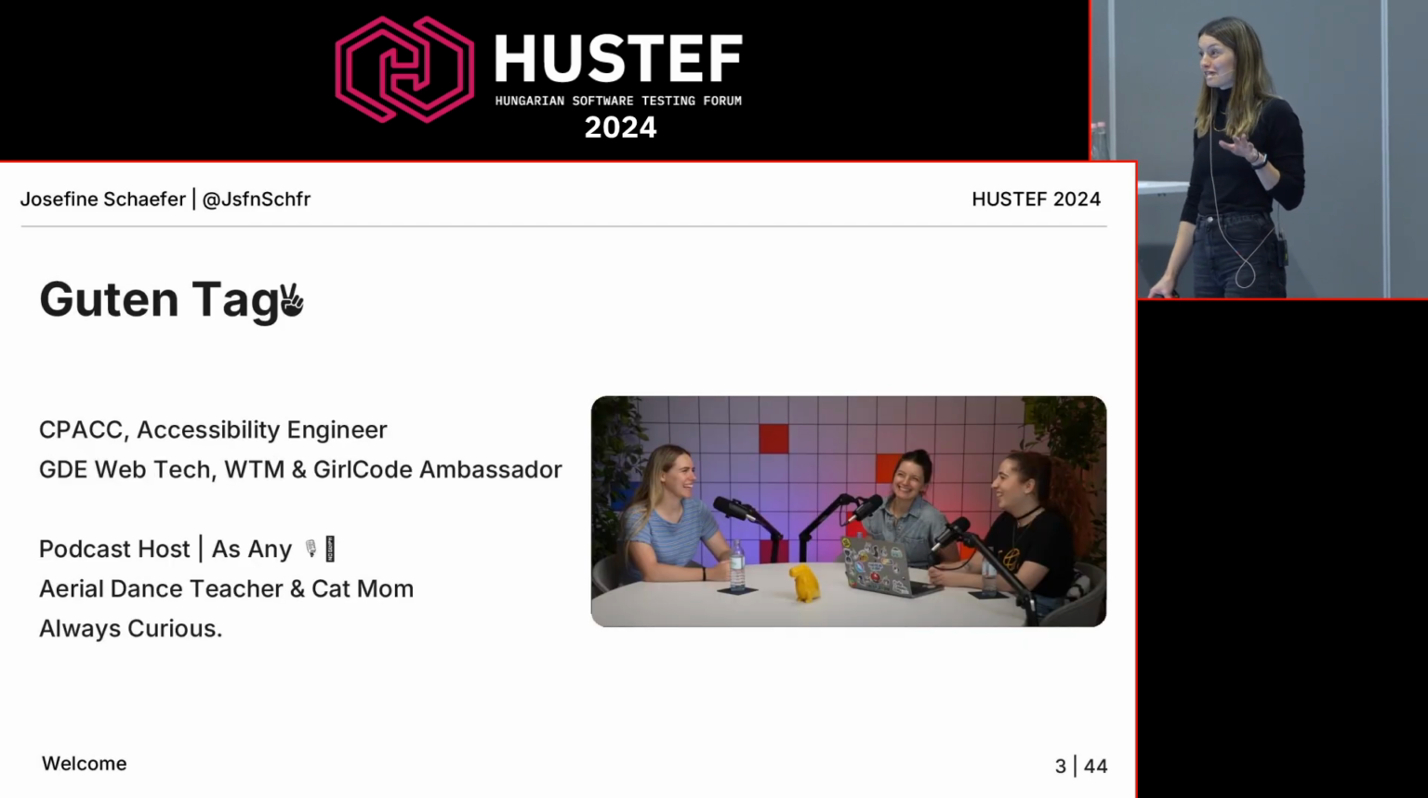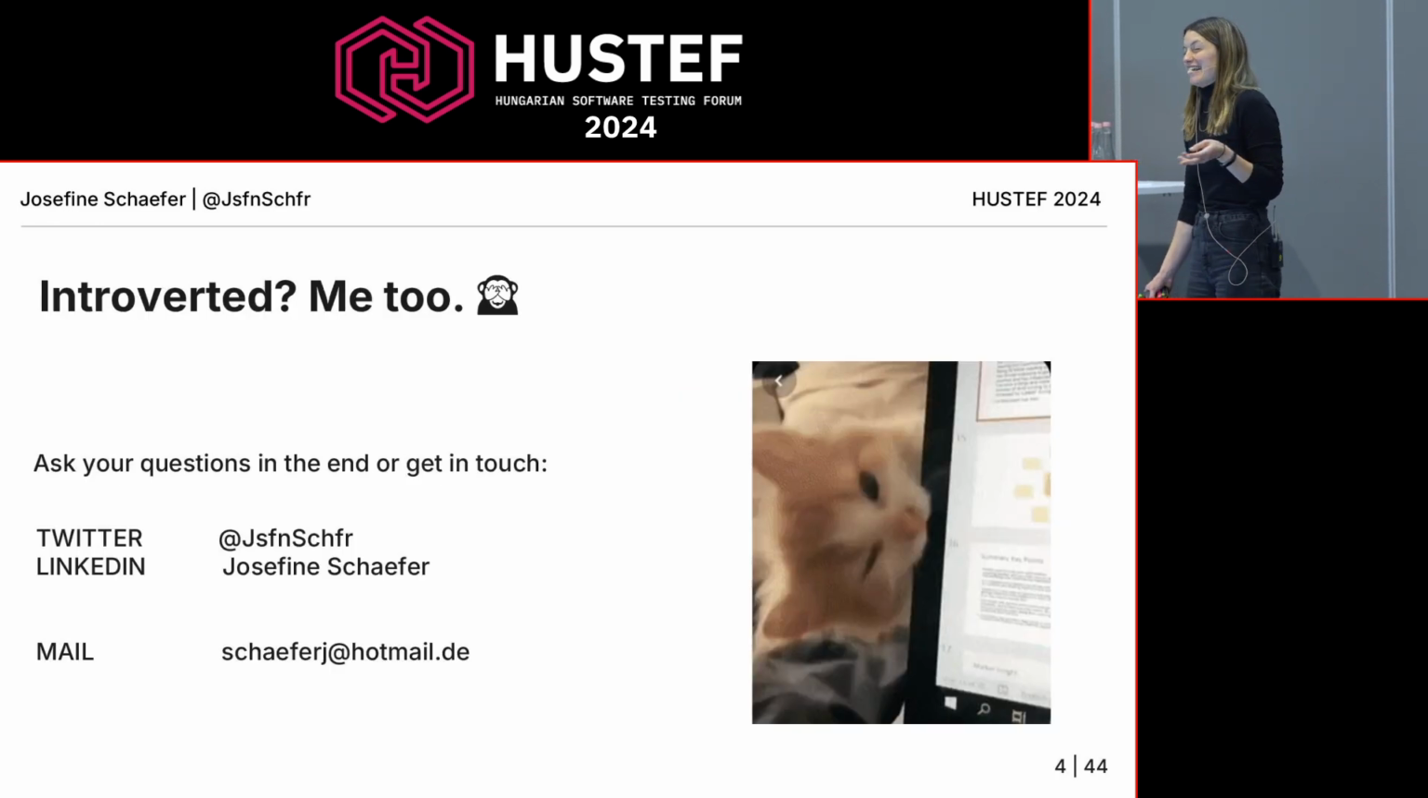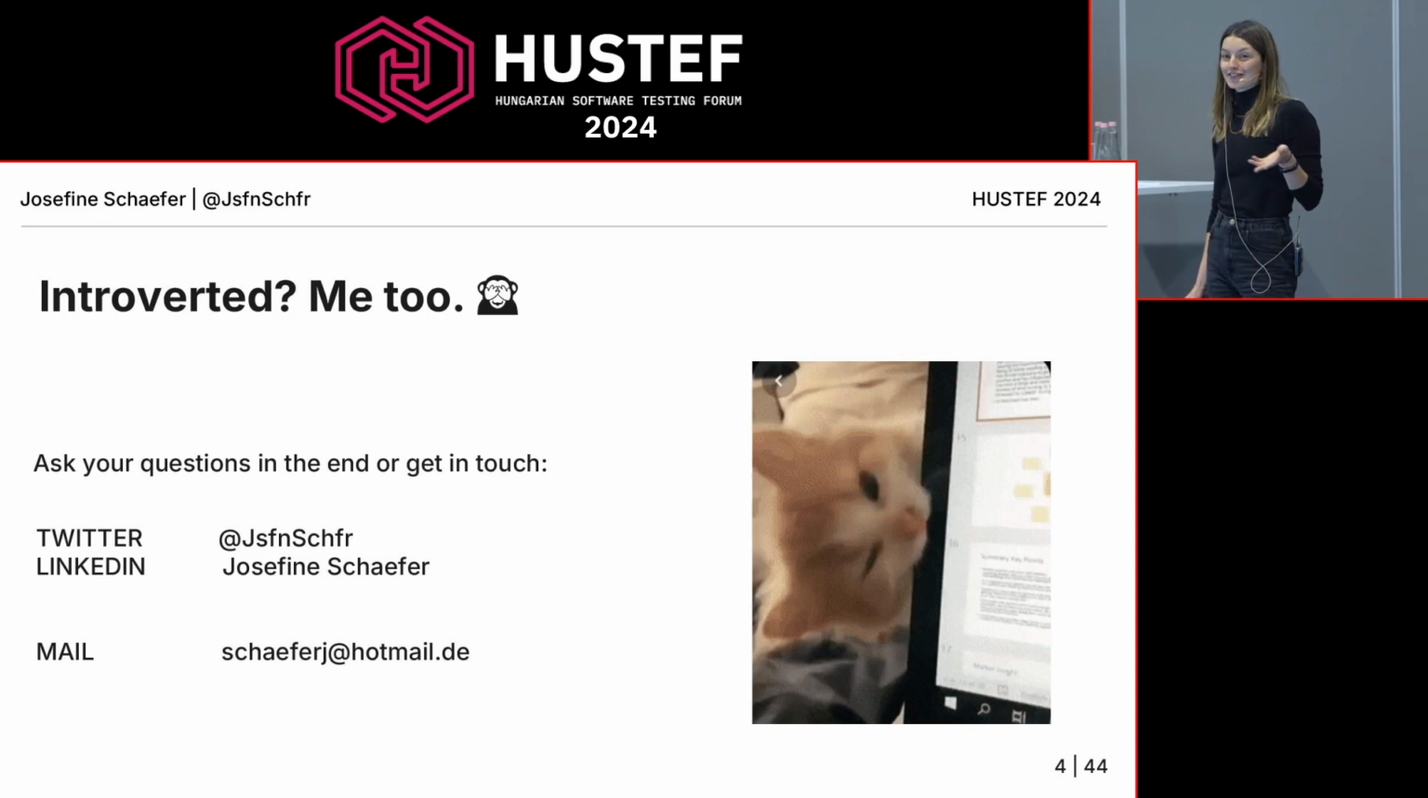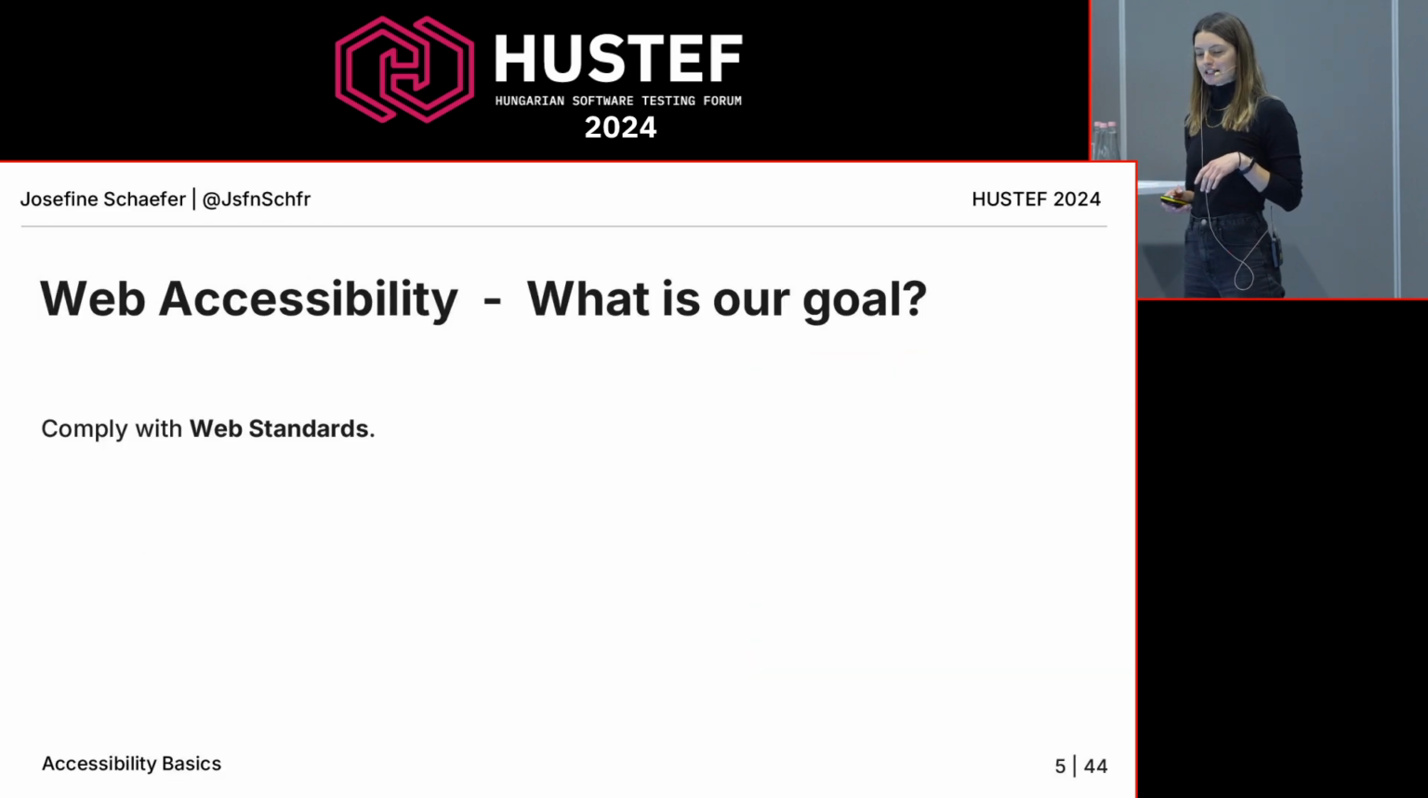All right, really briefly about me. My name's Josefine. I'm from Germany. And in my free time, I hang upside down because I'm also an aerial acrobat. And I'm also an introvert. So if you have any questions that you don't want to ask right now with the group or in this app, you can also contact me later or find me on socials or write me an email. All is fine. So let's dive right in.